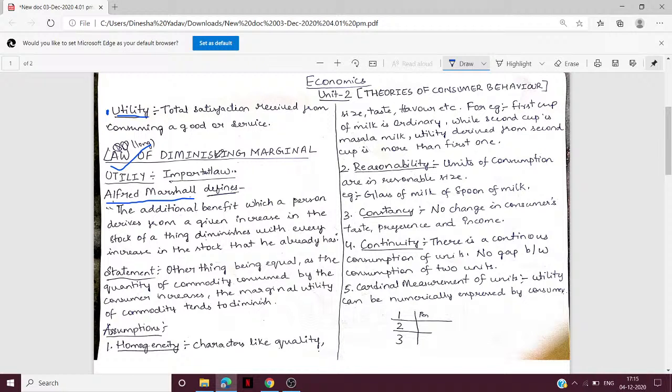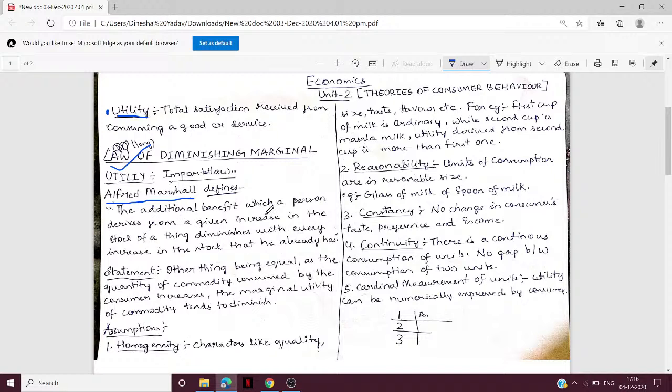So he defines the law of diminishing marginal utility as the additional benefit which a person derives from a given increase in the stock of a thing diminishes with every increase in the stock that he already has. So people, why should we write the definition? As it is a theory subject, in economics we always tend to write the definition first. Definition plays an important role in economics. I have given a very simple and important definition. It is compulsory to write the definition as this is an essay question. So let us understand what the definition means.